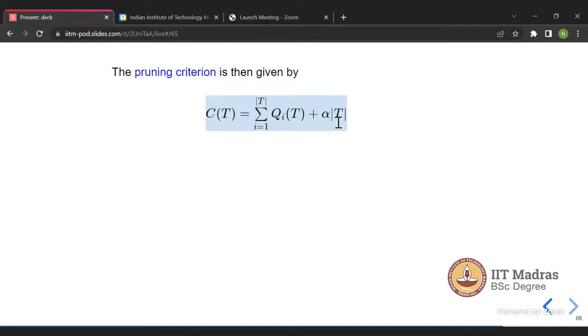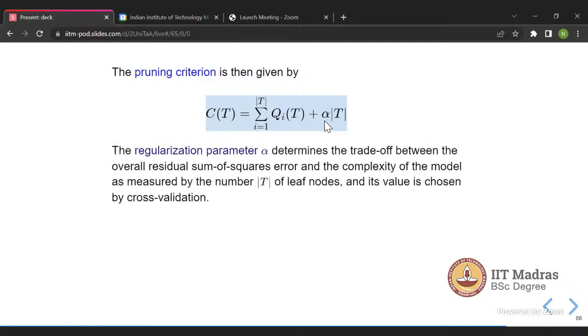This |T| is nothing but the complexity of the tree. So it is the number of leaf nodes in the tree, and it decides the complexity of the tree. Remember, if there are a large number of leaf nodes, then the tree will be more complex. And this alpha is called the complexity parameter or regularization parameter. So we want to prune in such a manner that this C(T) is minimized. So how do we make sure that C(T) is minimized? The value of alpha takes care of this. So alpha is called the complexity parameter.